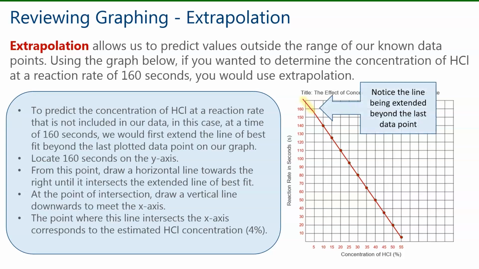So notice the line being extended beyond the last data point. Next, we need to locate 160 seconds on the y-axis. So after we locate 160 seconds, we're going to draw a horizontal line towards the right until it intersects the extended line of best fit. Then we're going to draw a vertical line down to meet our x-axis. The point where this line that we just drew intersects the x-axis corresponds to the estimated hydrochloric acid concentration, and I would estimate it to be about 4%.